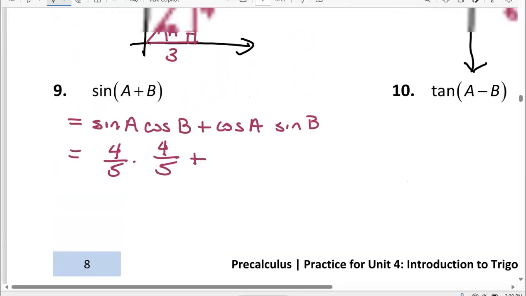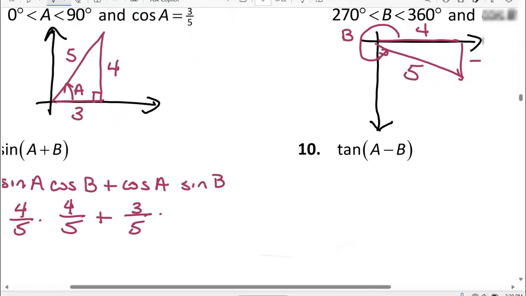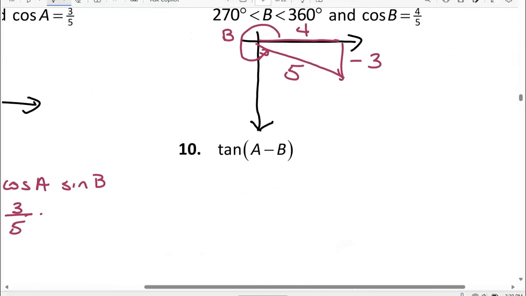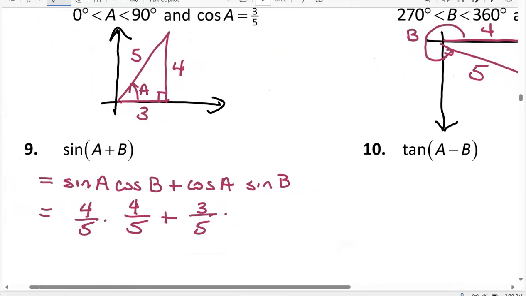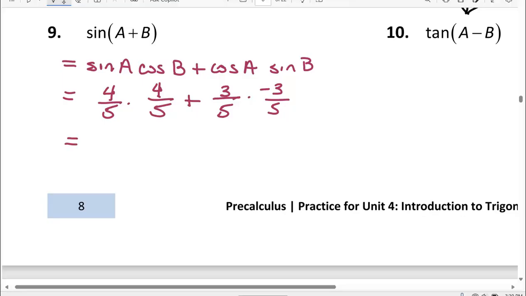And now we need the cosine of angle A. The cosine of angle A is adjacent over hypotenuse, so that's 3/5. And then the sine of angle B is opposite over hypotenuse, so that's -3/5. Now we just need to do the arithmetic. So 4/5 times 4/5 is 16/25, and 3/5 times -3/5 is -9/25. And if we do that subtraction, we get 7/25.